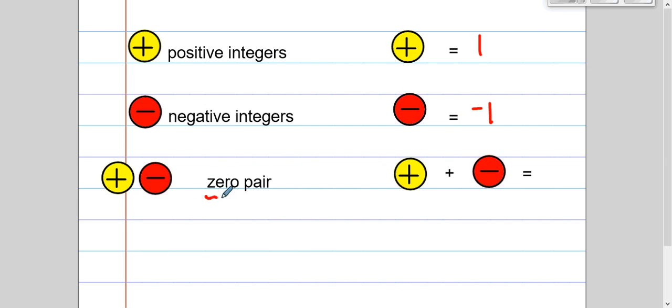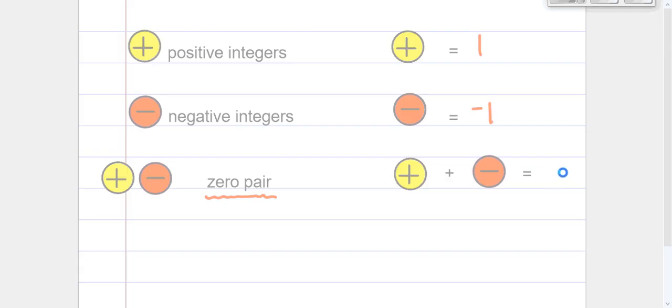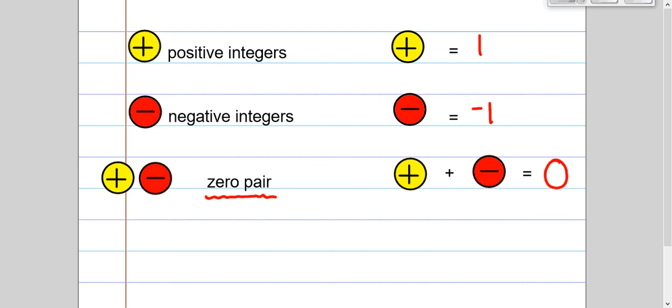Now, one thing I want you to pay careful attention to is a special pair, and that's called a zero pair, and that's when you have one positive plus one negative, they equal 0. The reason that they equal 0 is because they are opposites. Positive and negative are opposites. It's kind of like hot and cold combined together, 1 for 1, it equals 0. It neutralizes it. So hot and cold make lukewarm. So think of 0 as lukewarm.